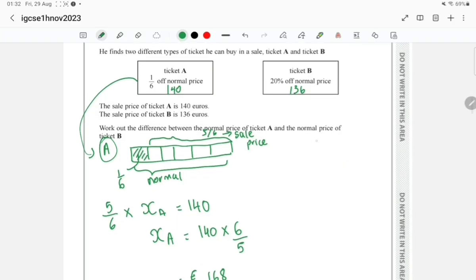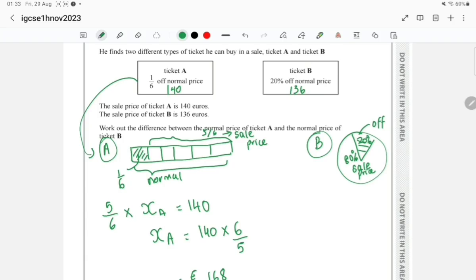Now, same thing for B. Let's use percentage. So 20% of the normal price. This 100% represented the normal price of ticket B. Now what happened is I'm taking 20% of that. So this remaining part will be the sale price. So the sale price will be 80%, isn't it? It is 100% minus 20%. It will give me 80%.